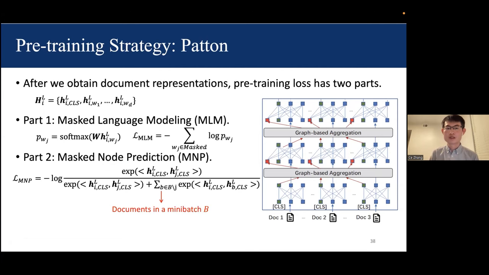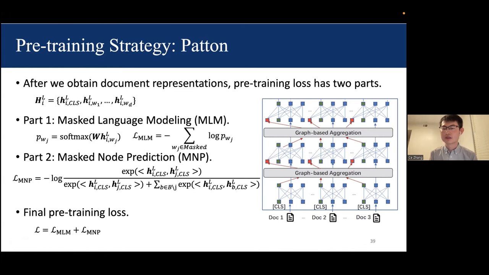The second part of pre-training is masked node prediction. This is basically the same as our previous contrastive loss. Given two documents I and J, if they are connected or linked together on the graph, then we maximize their similarity at the numerator. And similarly for the denominator, we minimize the similarity between one document I and other negative samples. Finally, the pre-training loss is the combination of these two parts. We optimize this pre-training loss until convergence.